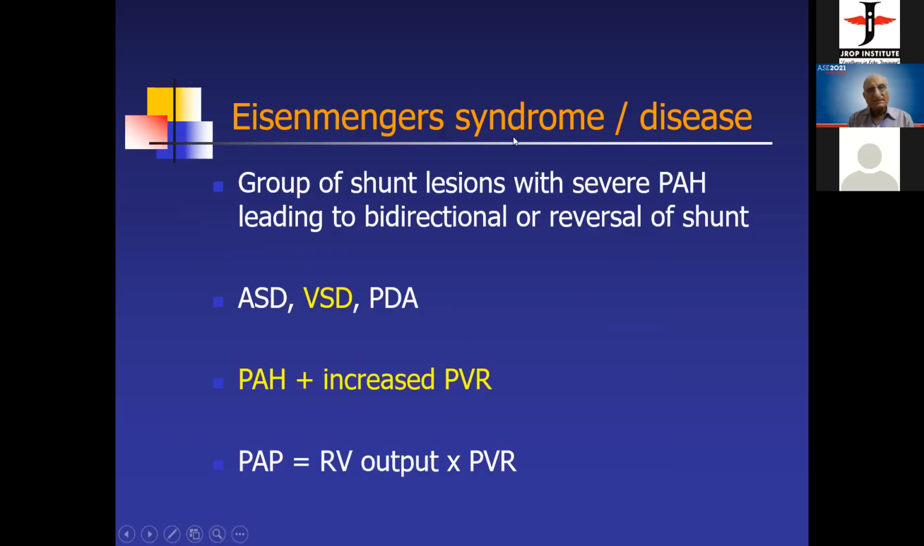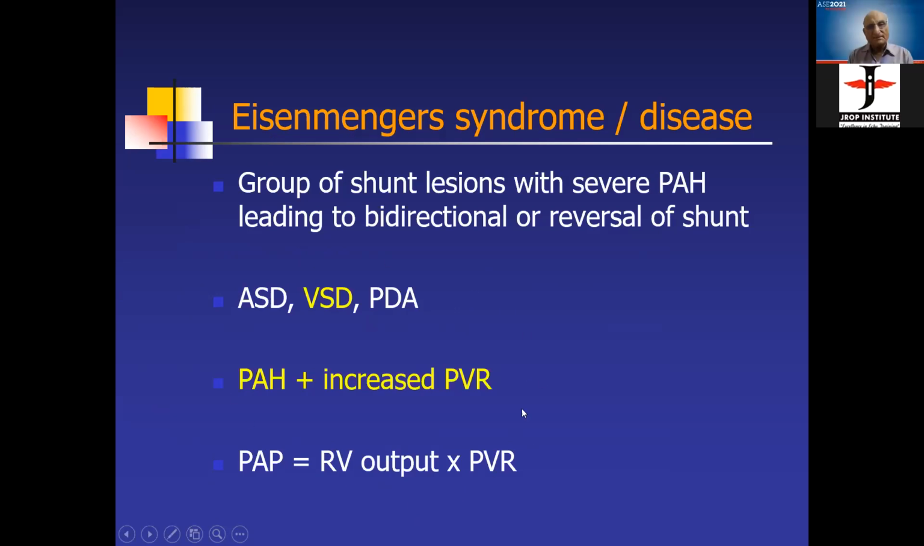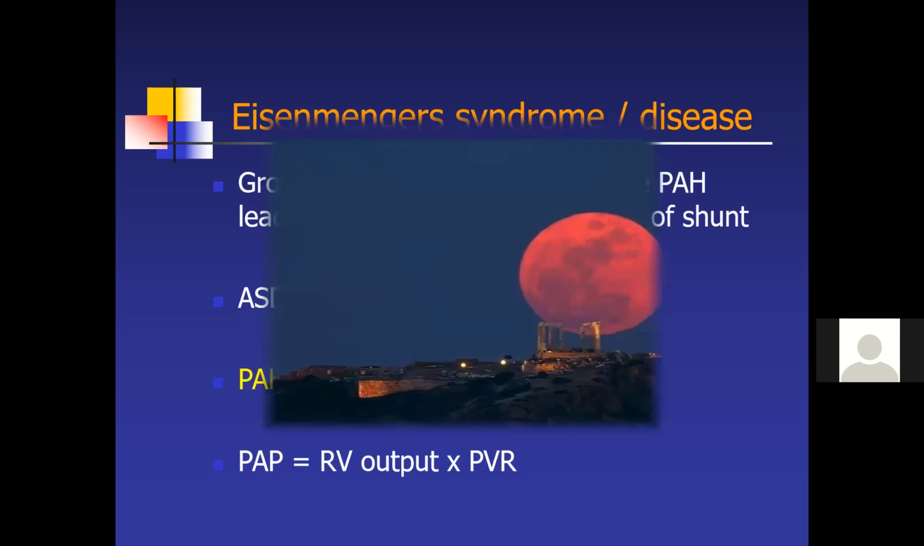So whenever there is a group of shunt lesions with severe pulmonary hypertension of any septal defect, this is known as Eisenmenger syndrome, and you must rule out any other associated lesion. So that is what we sometimes see, many of these Eisenmenger syndromes.